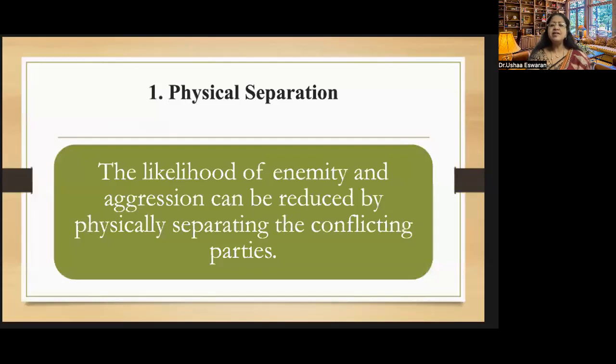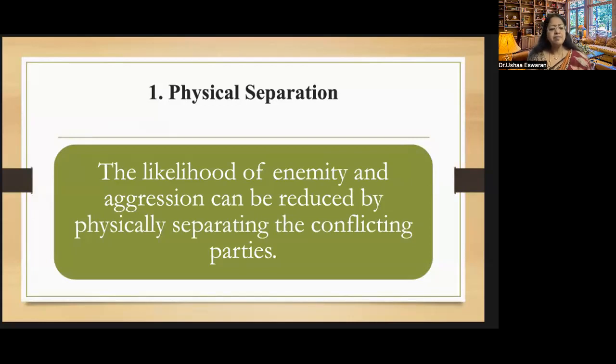First one is physical separation. So the likelihood of enmity and aggression can be reduced by physically separating the conflicting parties. So keep them in different offices or different departments so that they don't meet each other. And this strategy works if the parties are not required to interact with each other while accomplishing the organizational targets.